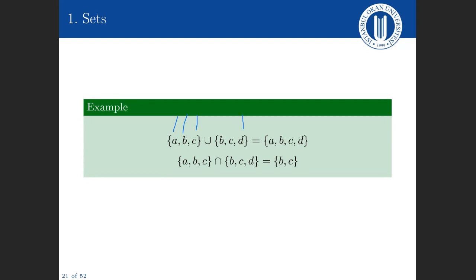Intersection means everything which is in both sets. A is in the left set, but it's not in the right set. We don't want A. D is in the right set, but it's not in the left set. We don't want D. B and C are in both sets. So the intersection between these two sets is the set containing B and C.